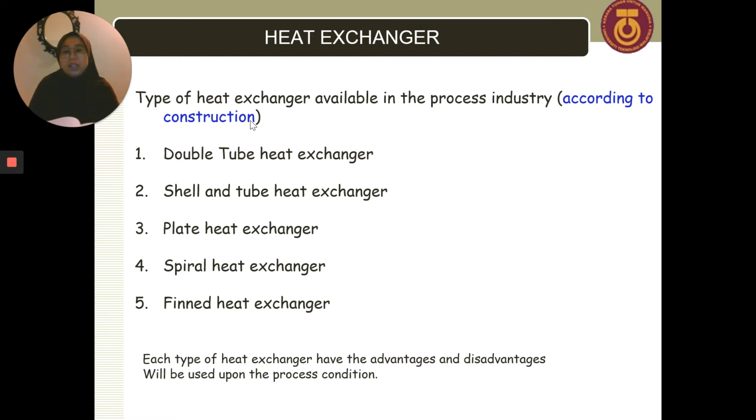So here are my classifications. There are 5 classifications. The first two are actually the shell and tube, but the double tube is actually the simpler shell and tube heat exchanger. Then we have the plate heat exchanger, spiral, and also fin heat exchanger. All of these have advantages and disadvantages that depend on the process conditions.